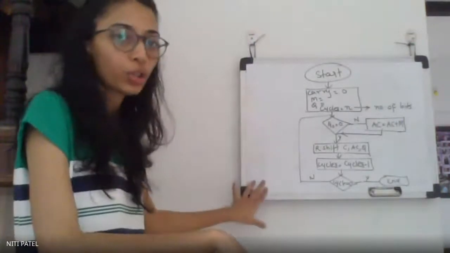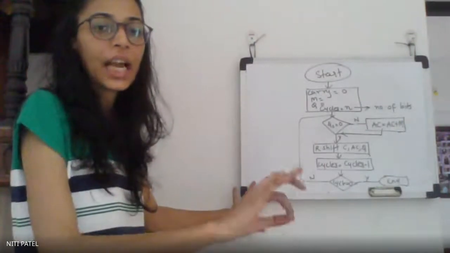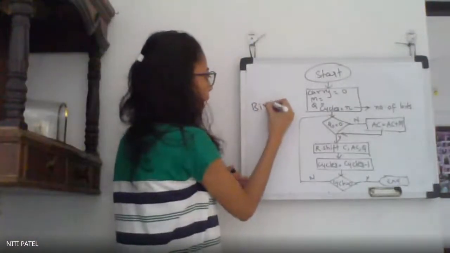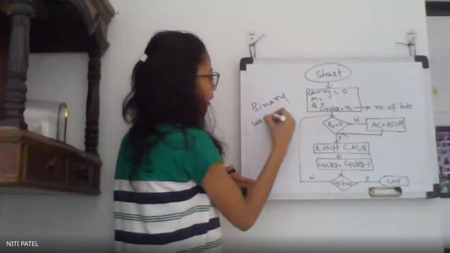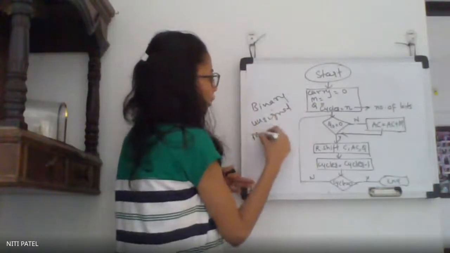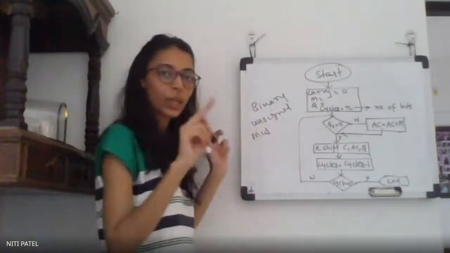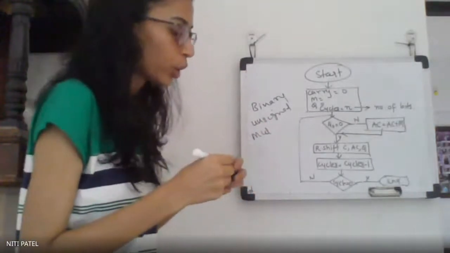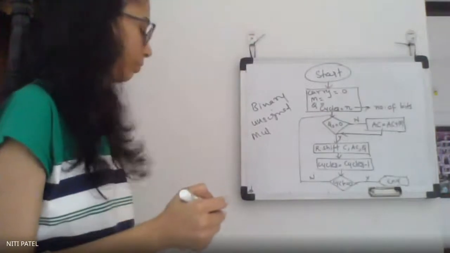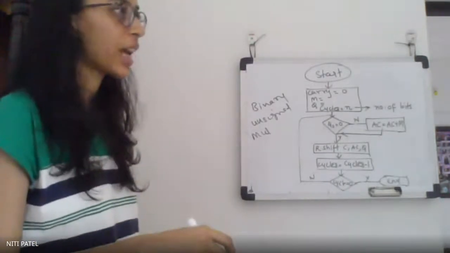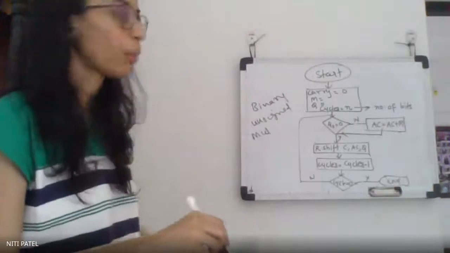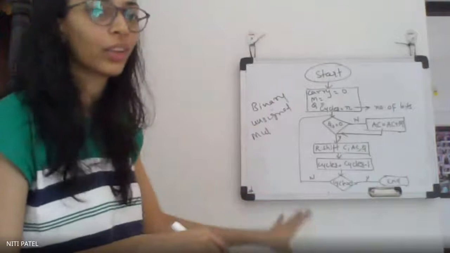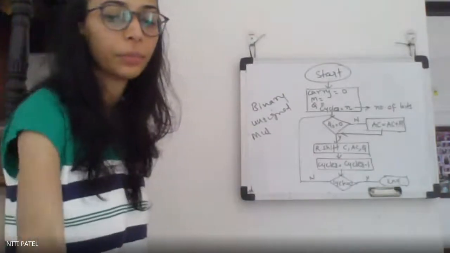This is the flow chart for binary unsigned multiplication. Unsigned means both the numbers which we are going to multiply will be positive. Therefore, it is unsigned. A question may come in the exam: draw and explain this flow chart for binary unsigned multiplication. So you have to draw this flow chart, and then whatever I explain, you have to explain in the same way.